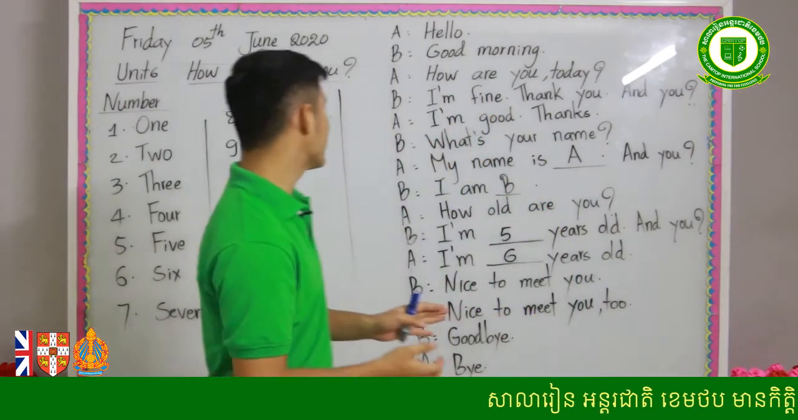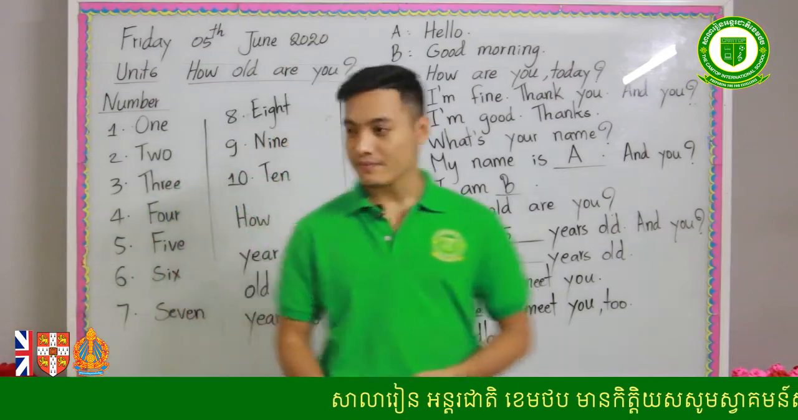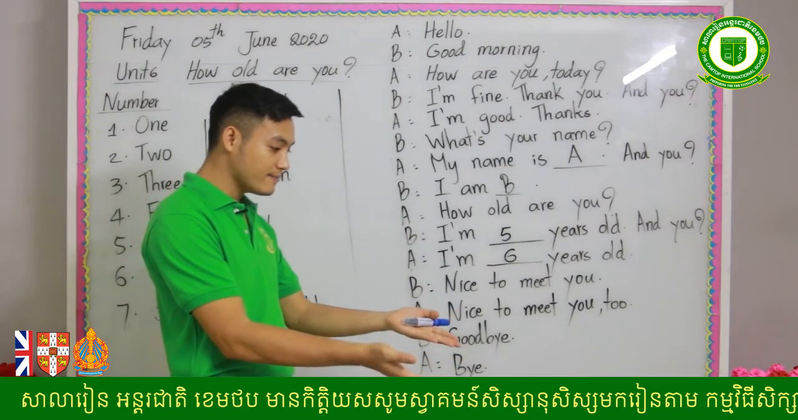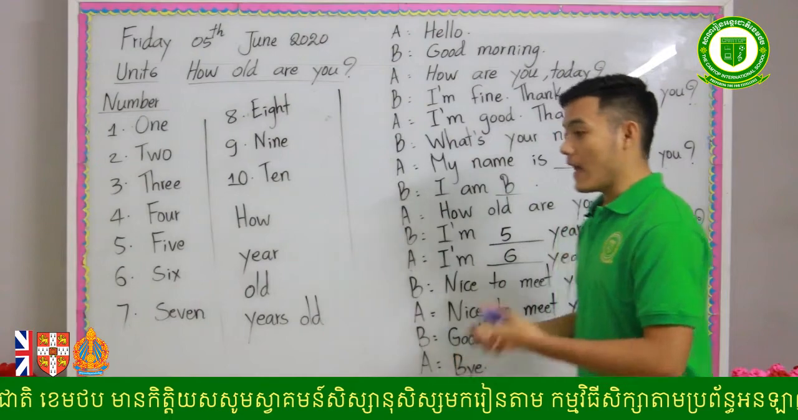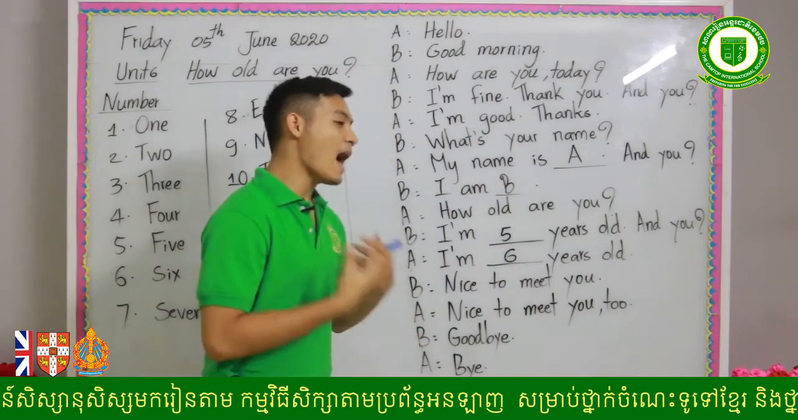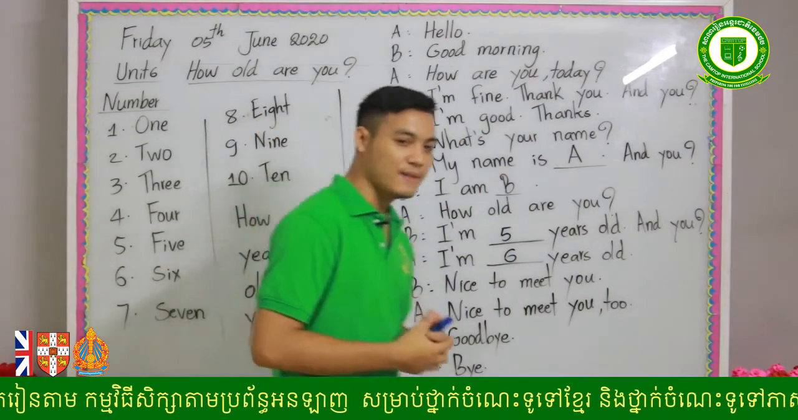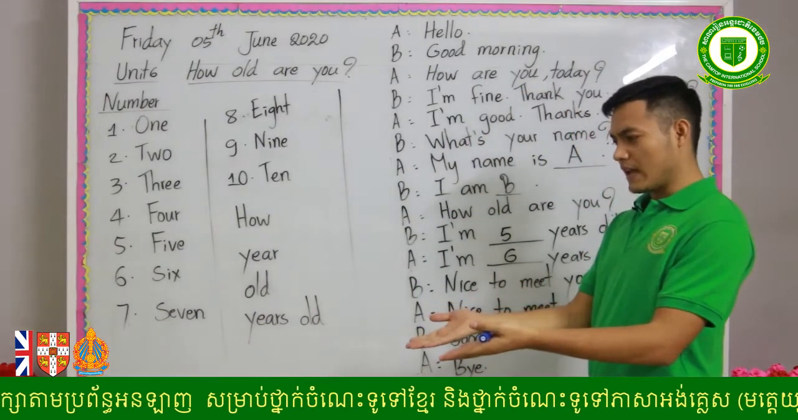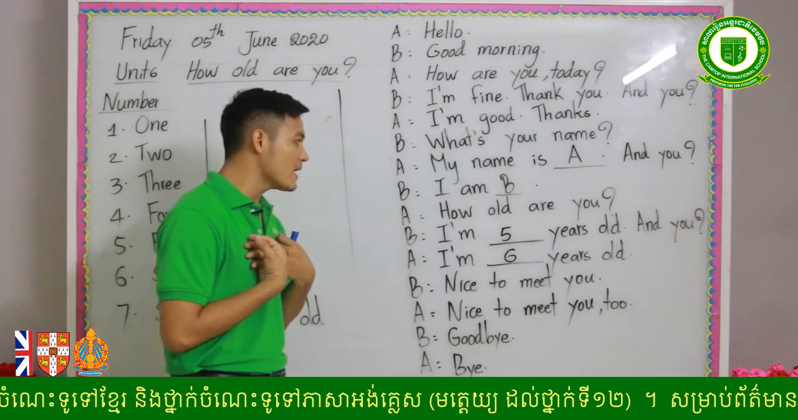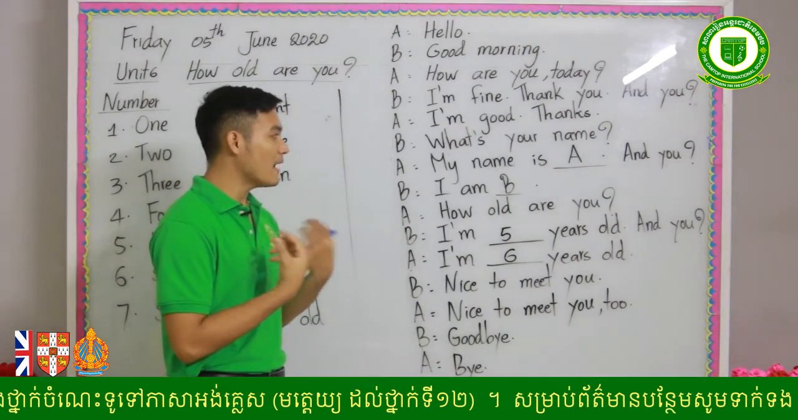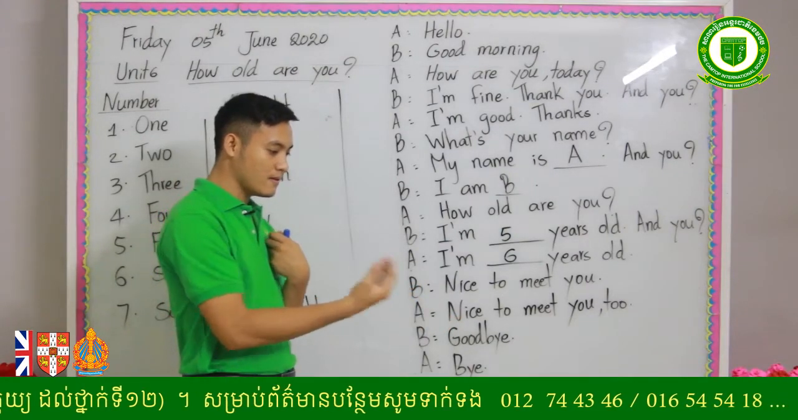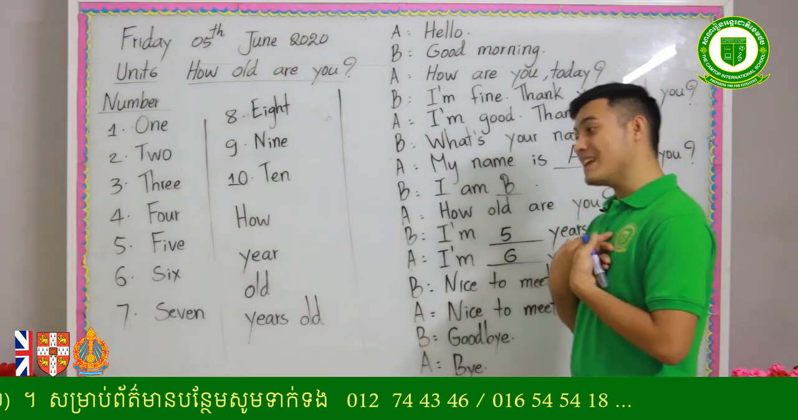So start together. Mr. A, hello. B, good morning. A, how are you today? Okay, repeat. I'm fine, thank you. And you? Mr. A, I'm good, thanks. Okay, Mr. B, what's your name? Mr. B, my name is B. Mr. A, my name is A. And you? Good, Mr. B, I am B.